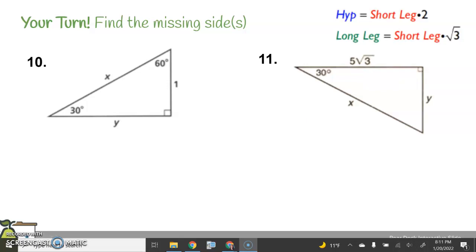Hi everyone, I am back for the second part of the solutions here. So these were the first two problems you were going to tackle.